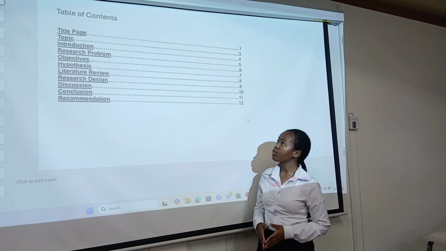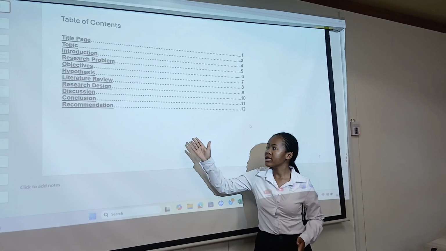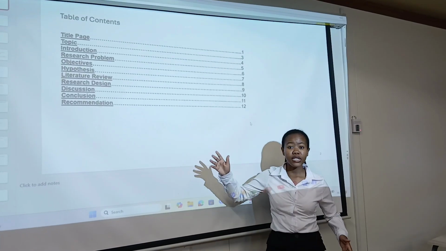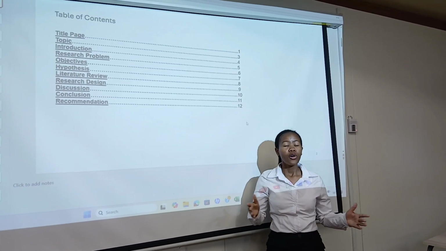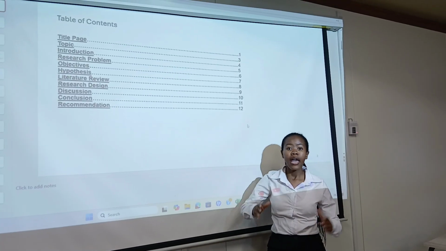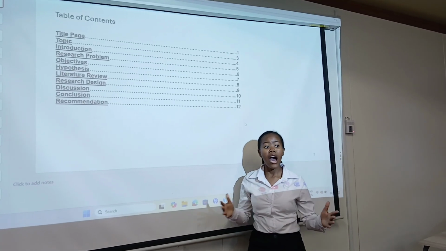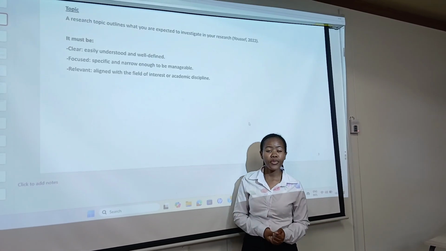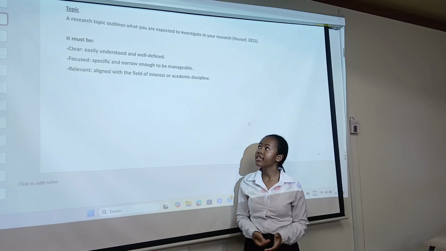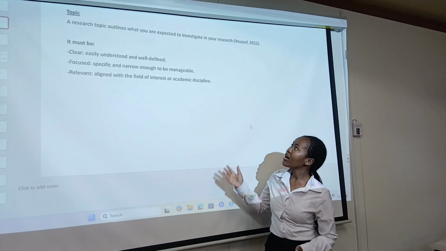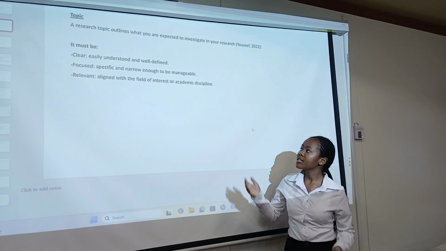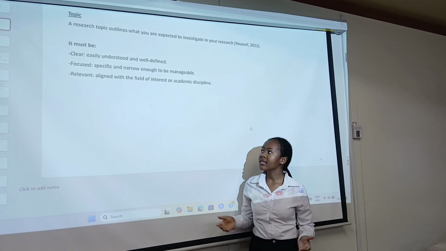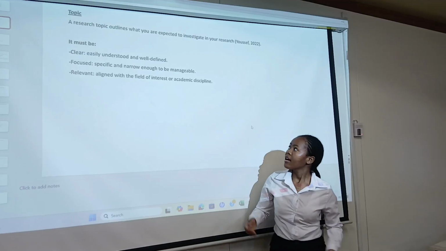The stages include the topic, the introduction, the research problem, objectives, hypothesis, literature review, research design, conclusion, discussion, and recommendation. I will be covering the research topic and the introduction. The research topic is what this research is intending to investigate. It must be clear, focused, and relevant.